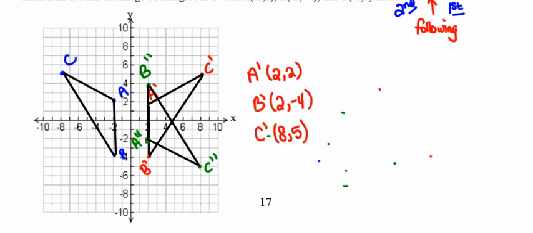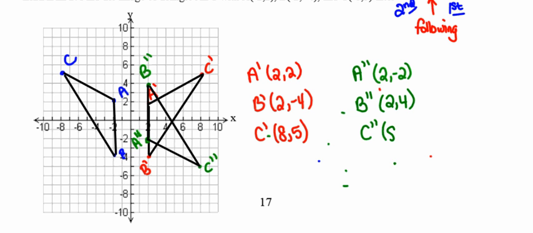So when all is said and done, my final coordinates for A double prime are 2, -2, for B double prime are 2, 4, and for C double prime, 8, -5.